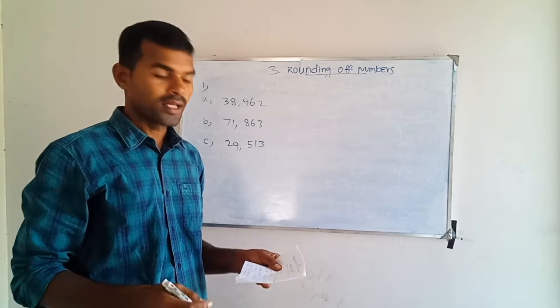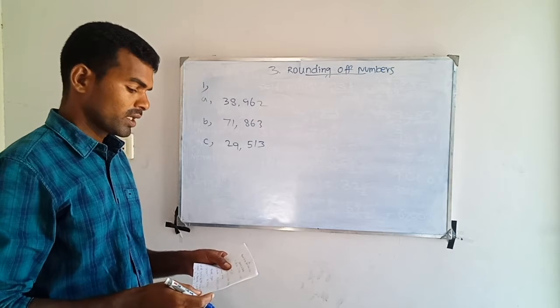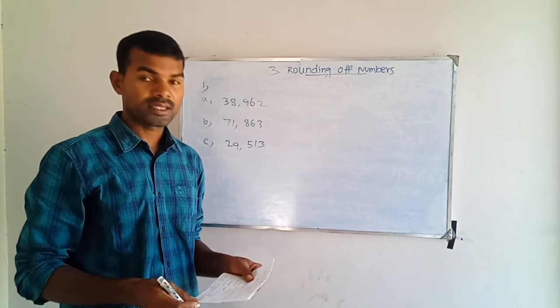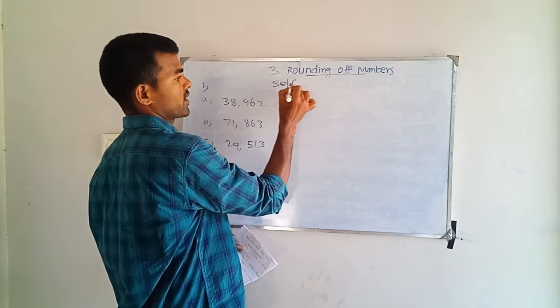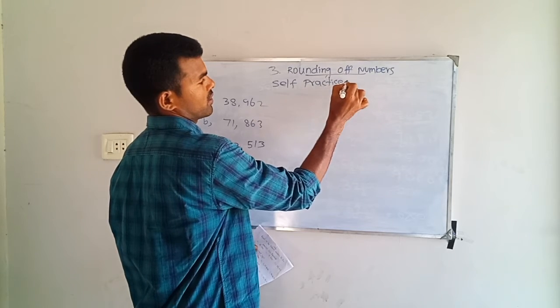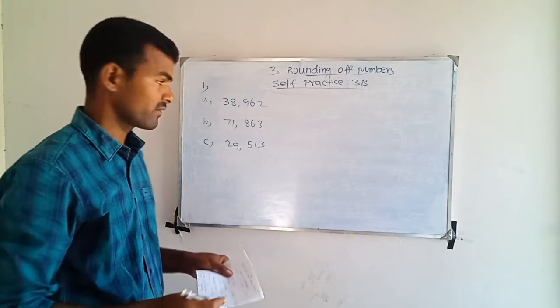Hello students. Now we are going to the next exercise, 3B. Round off the numbers to the nearest thousand. Self practice 3B. Second exercise 3B, we are going to see.